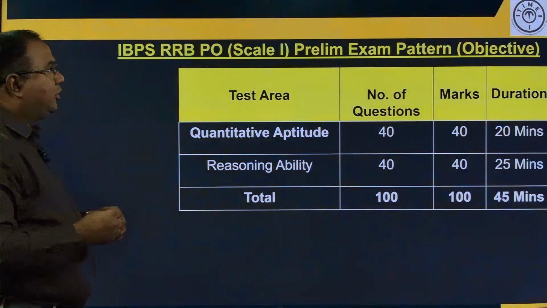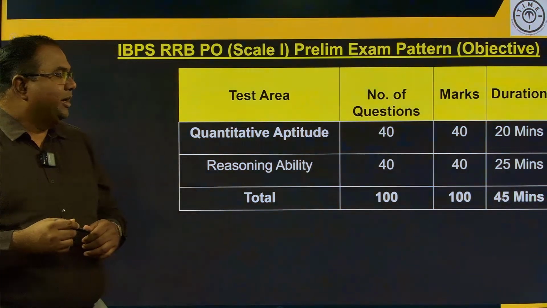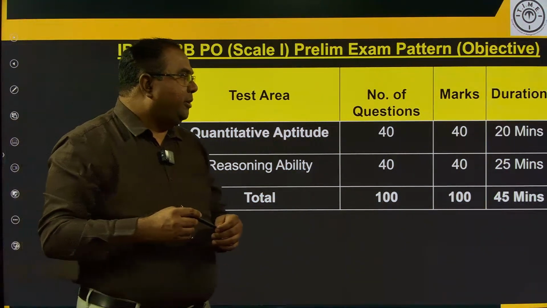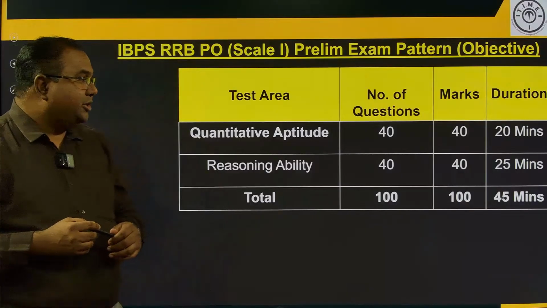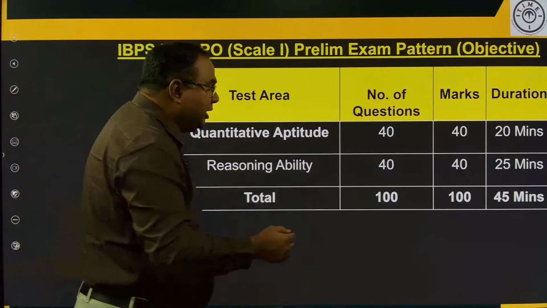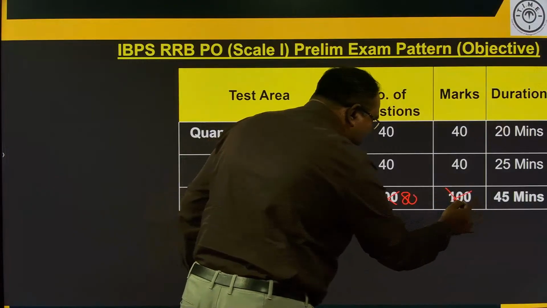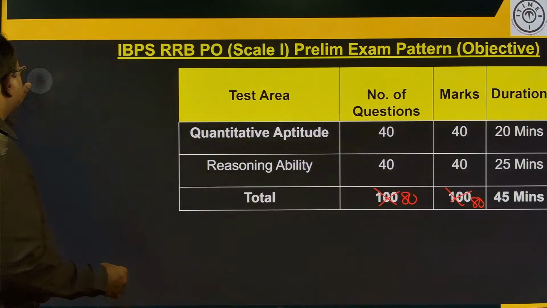Before that, we look at the paper pattern. We have 2 sections here, quantitative aptitude and reasoning ability. 40 questions, 40 marks, 20 minutes is the quantitative aptitude duration. 40 questions, 40 marks, and 25 minutes is the reasoning duration. In total, 80 questions, 80 marks, 45 minutes duration.